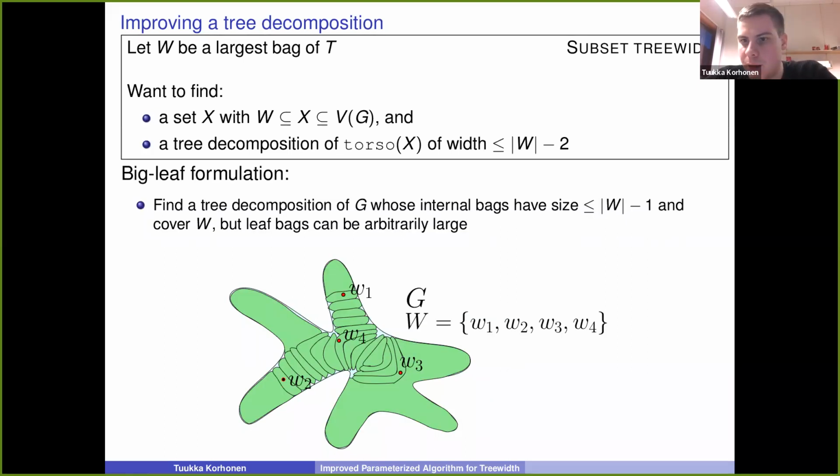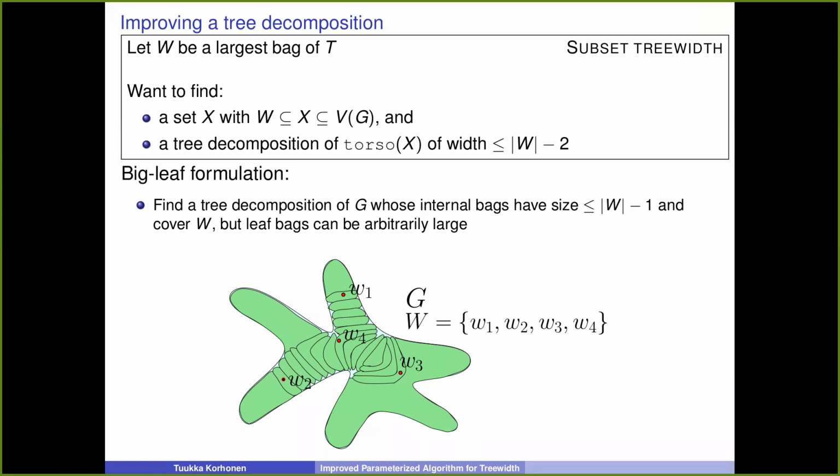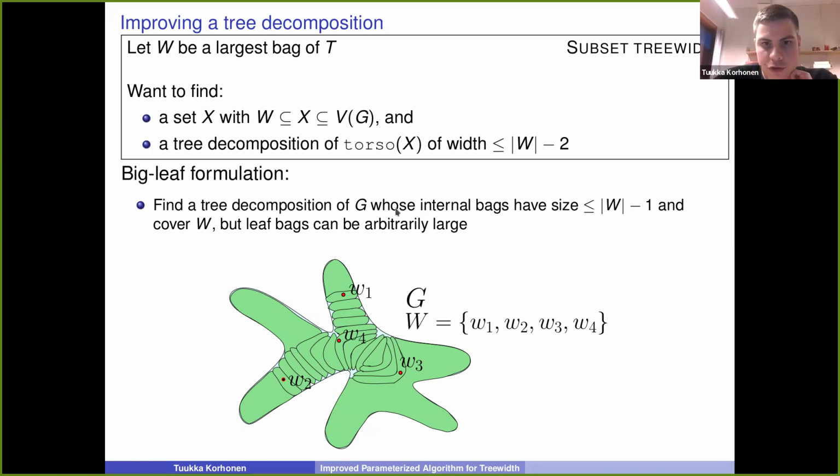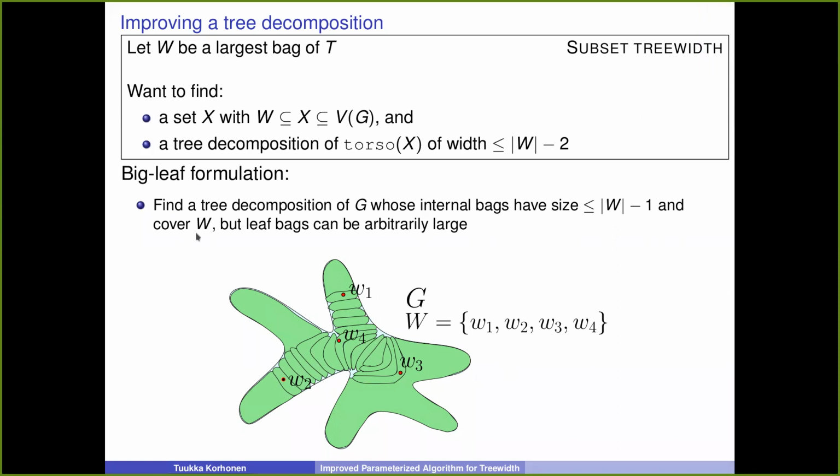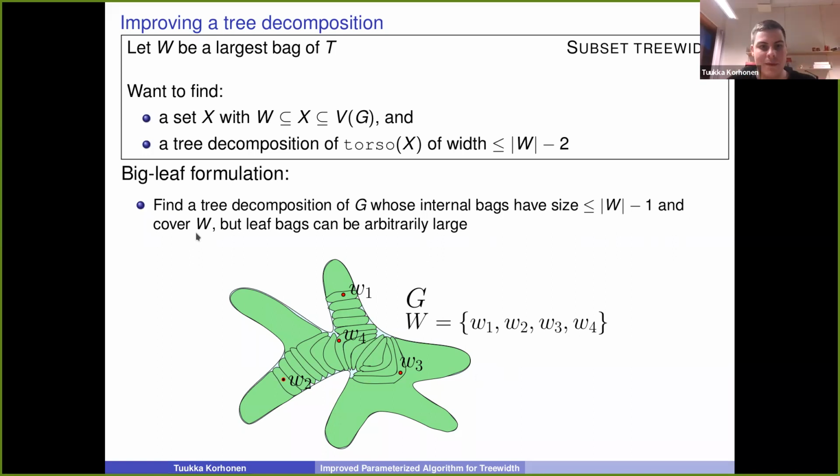Is there any question about these definitions? No. Okay. One question. In that big leaf formulation, shouldn't the W vertices be necessarily within internal bags? Yeah, whose internal bags have size and cover. Okay, yeah, sorry. So the W should be containing the internal bags.